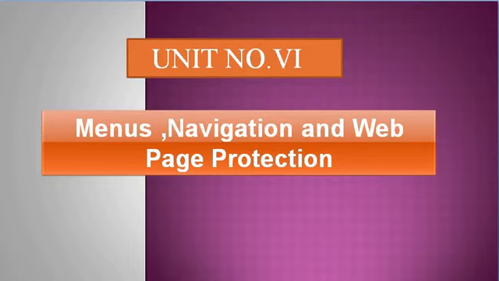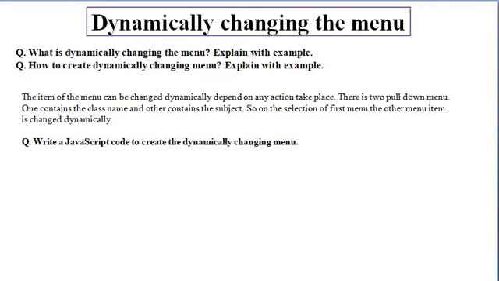First of all, we discuss the point that is dynamically changing the menu. What is a dynamically changing menu? Explain with an example, or how to create a dynamically changing menu, explain with an example. This is the question, and the answer is that the items of the menu can be changed dynamically depending on any action that takes place.